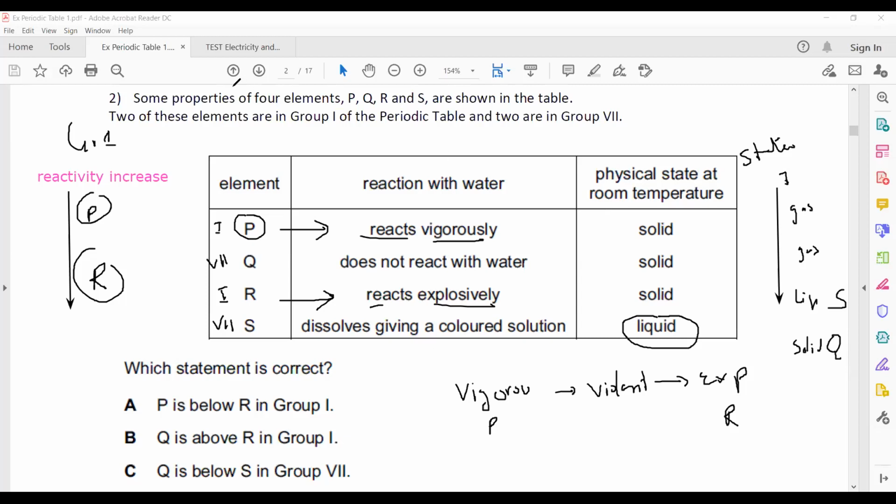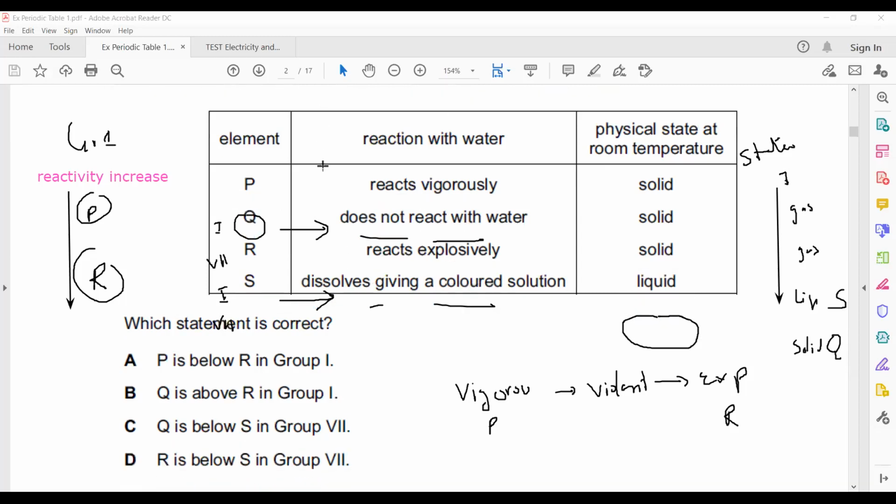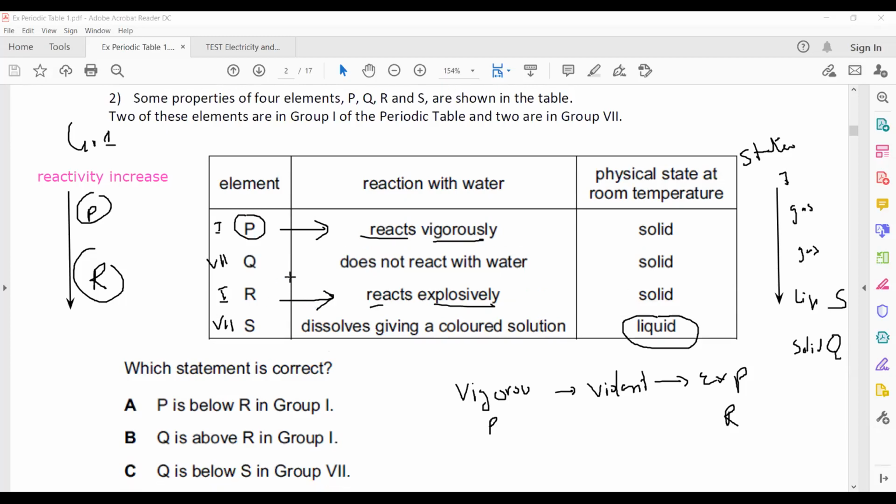Now you have to check the options, the statements. P is below R? P is not below R, so this is not correct. Q is above R? Q and R are not in group 1, so this cannot be an answer. Q is below S and both are in group 7. So Q is below S, you can see here Q is below S and both belong to group 7. Is it clear? Discussion number 2.